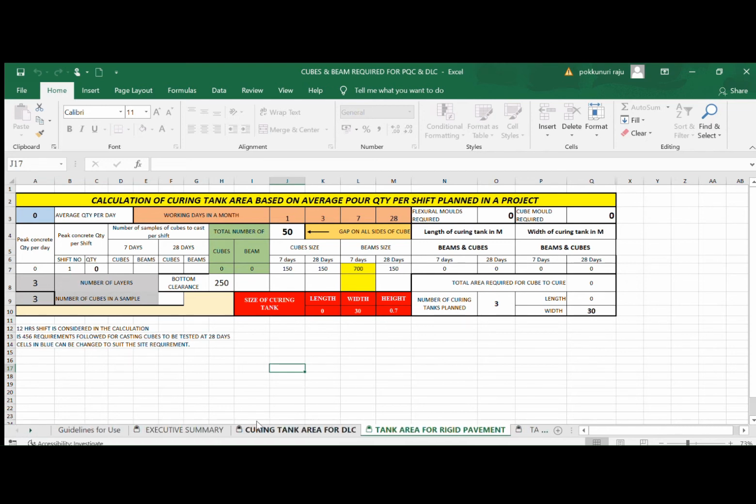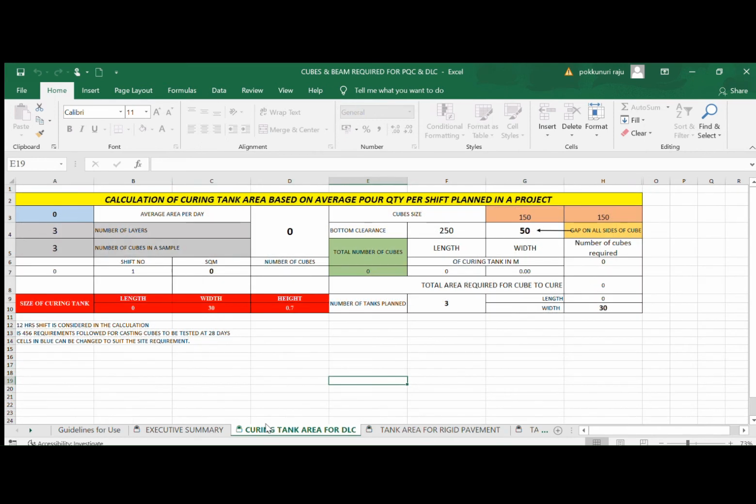Now, the number of cubes required in the case of DLC is also calculated using details like for each 1,000 square meters you need one sample to be tested for 7 days.